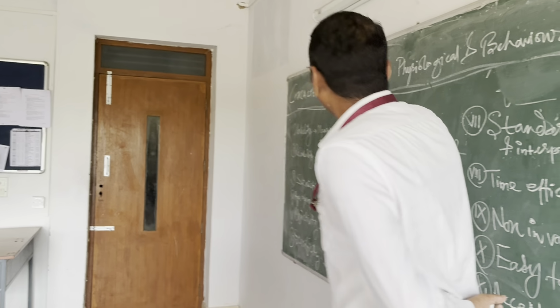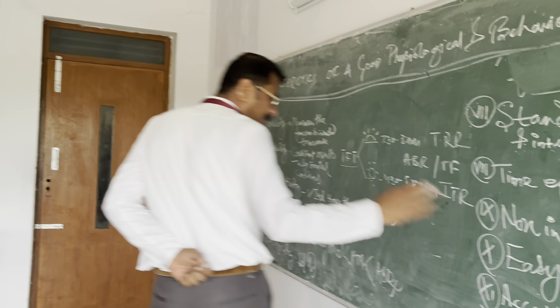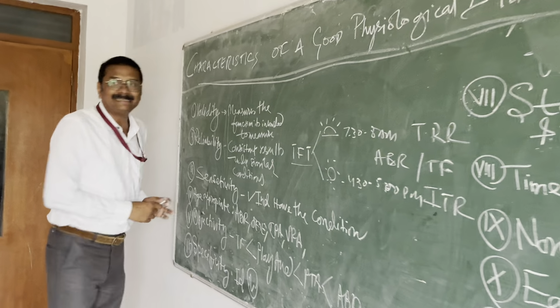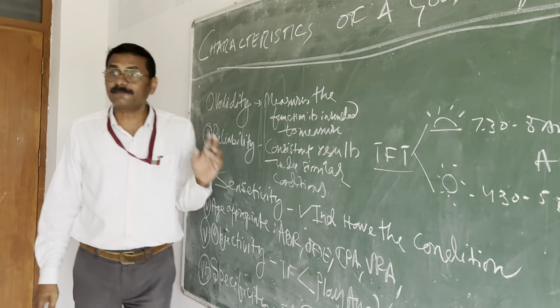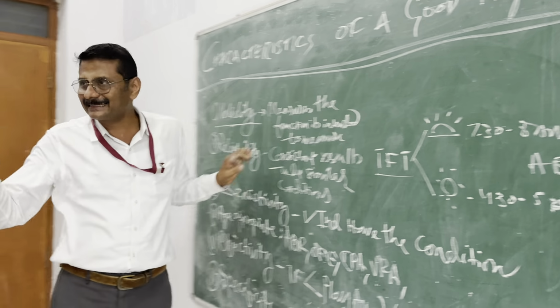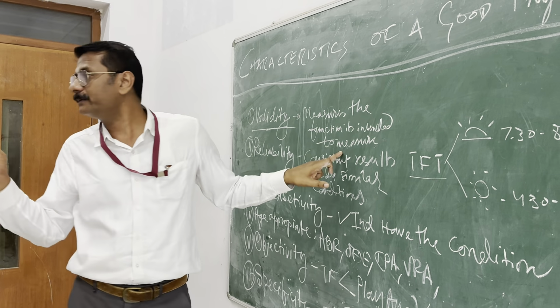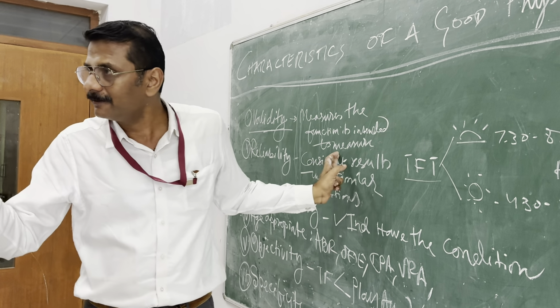So, which test do you call a good test? There are approximately 12 to 13 characteristic features. What is the first feature? The first feature would be validity. It means the test should be measuring the functions it intends to measure. So, the test should be a valid test.